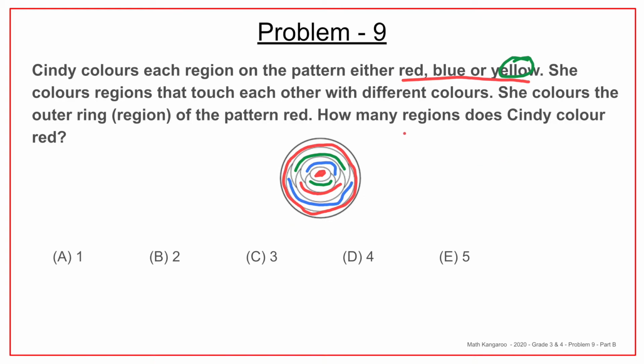Now, the question is, how many regions does Cindy color red? So red, we can see 1, 2, and 3. So our answer is option C, 3.